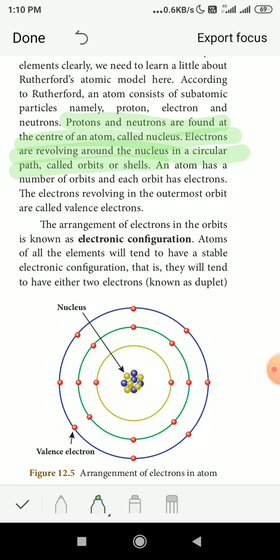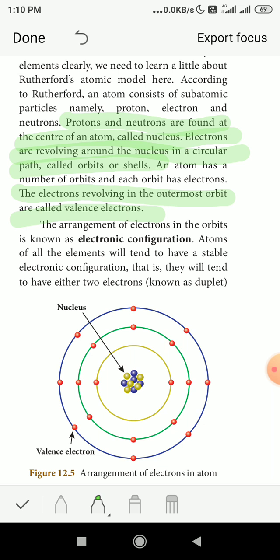So the bluish color orbit, the last ring, is called the outermost orbit. The electrons on that ring, in that orbit, are called the valency electrons. Okay, understood what is valency, what are protons and neutrons, where they are found, what are the orbits, where are the electrons, and what are the valency electrons.